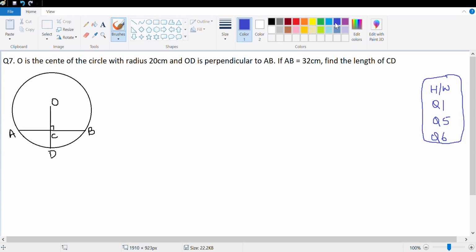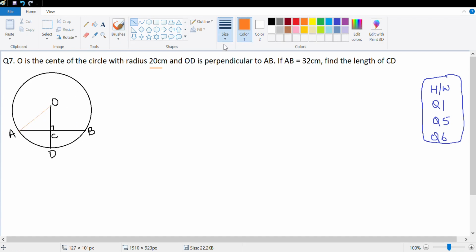Okay, so let's look at this question. It says O is the center of a circle with radius 20 centimeters. So the radius is 20 centimeter. OD is perpendicular to AB and AB is 32 centimeter. Find the length of CD. So let's join OA because that's the radius and see how this will help us move ahead.